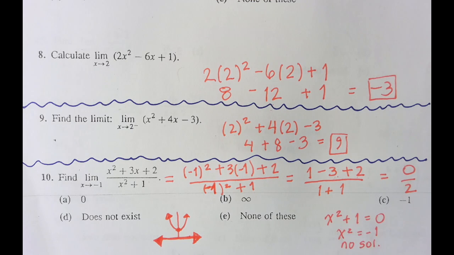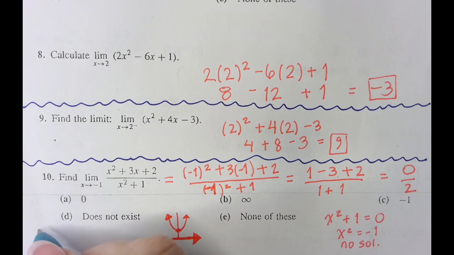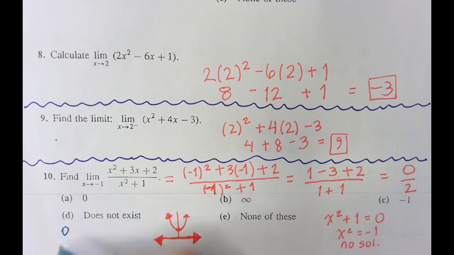Couple rules. What are the rules that you need to know? The rules we need to know are as follows. When you have a 0 on top, we're going to write it right over here. If you have a 0 on top, it's okay.